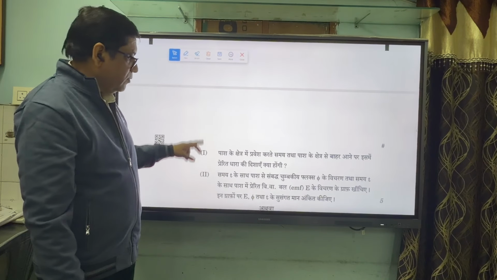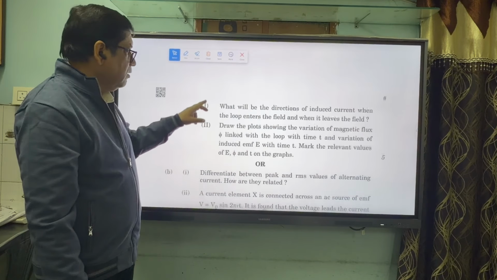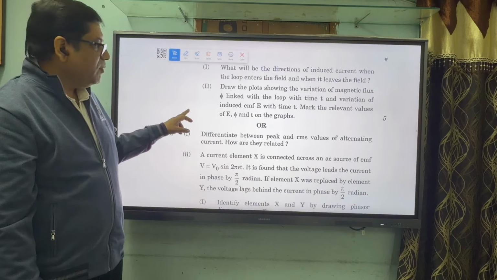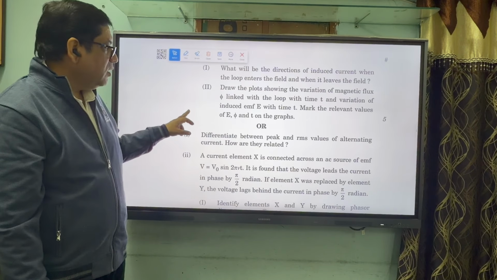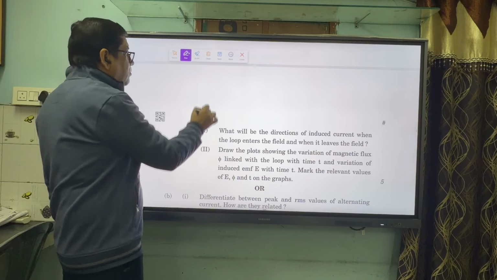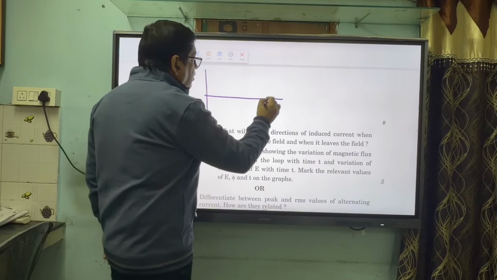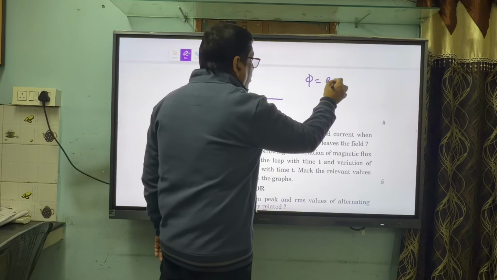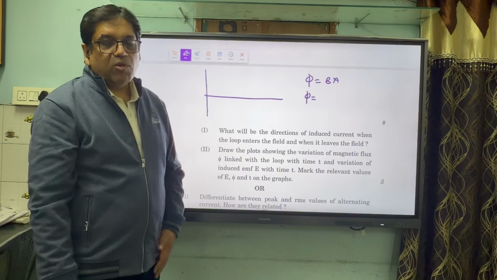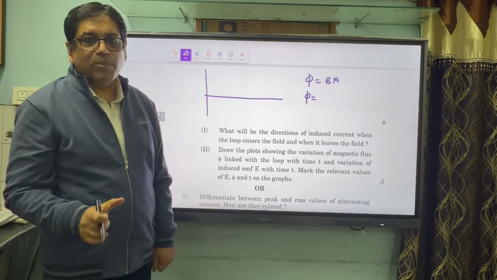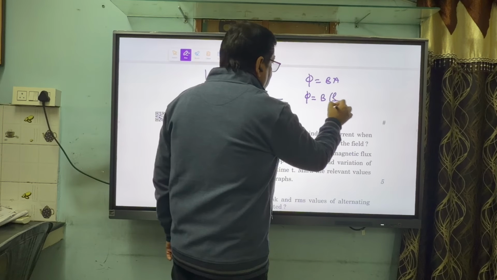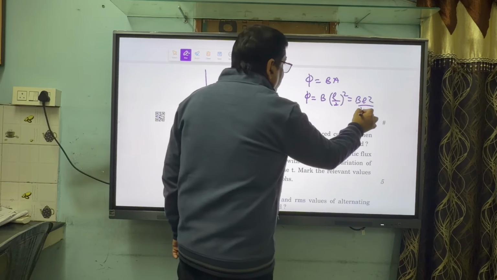Now second part. Draw the plot showing the variation of magnetic flux phi linked with the loop with time t, and variation of induced EMF with time t, and values भी आपको बतानी है. So how will the flux be? फ्लक्स का formula होता है B into A, because it is a square loop. जब पूरा का पूरा loop हमारा magnetic field के अंदर होगा तो area उसका हो जाएगा L by 2 का square, side is L by 2, BL square by 4 will be the maximum flux.